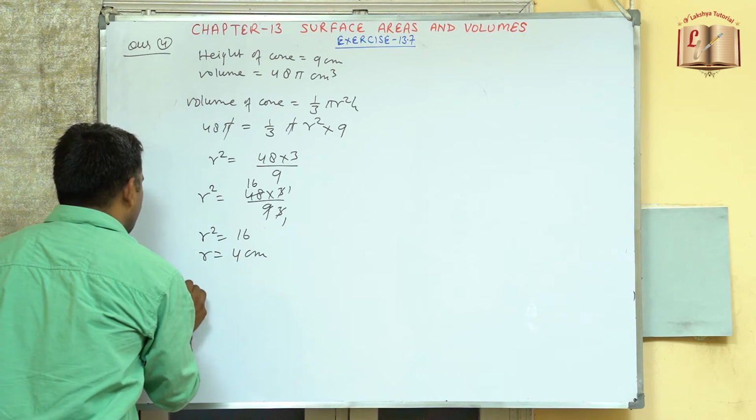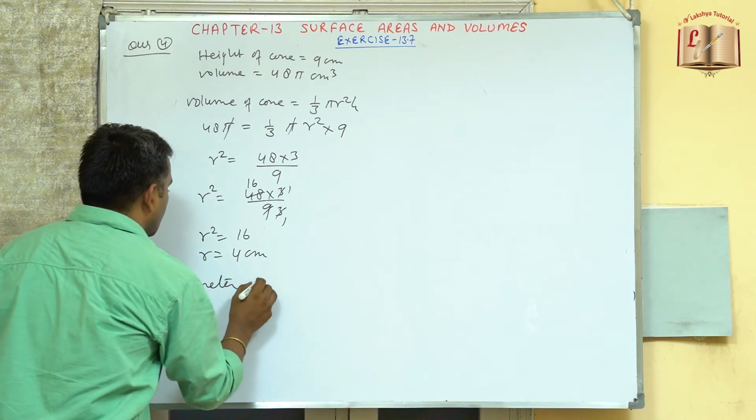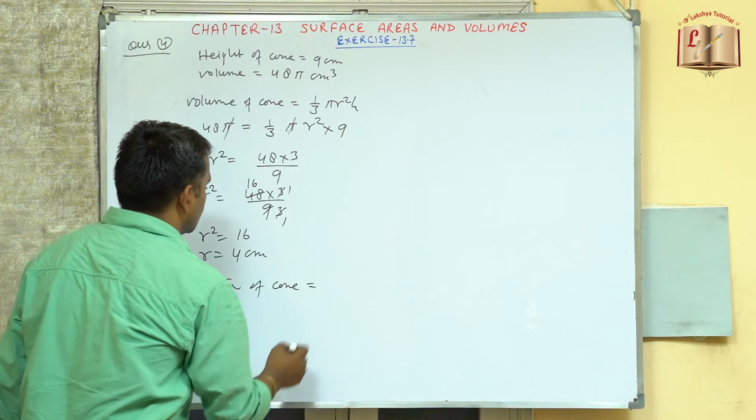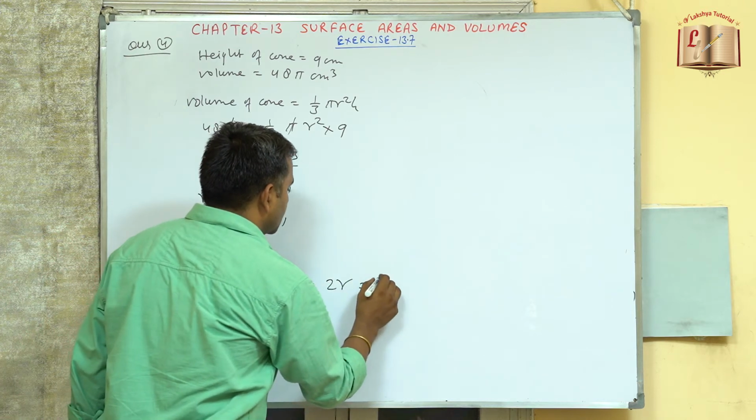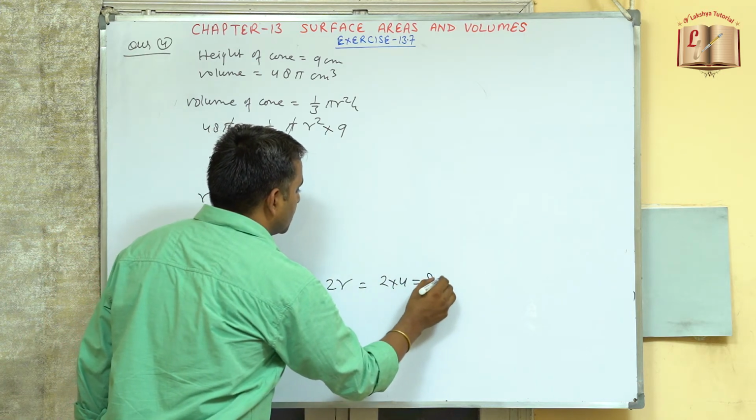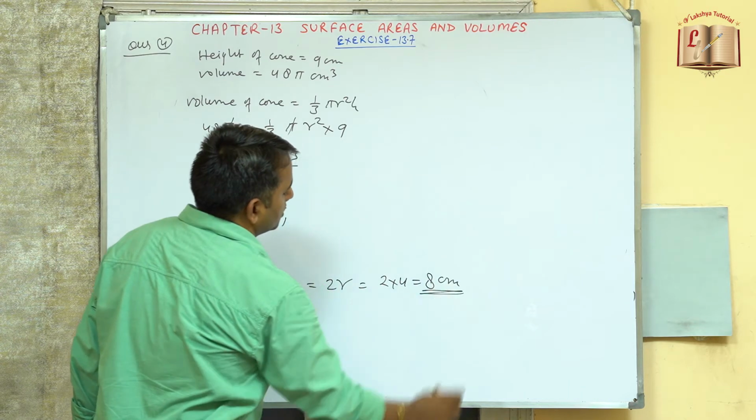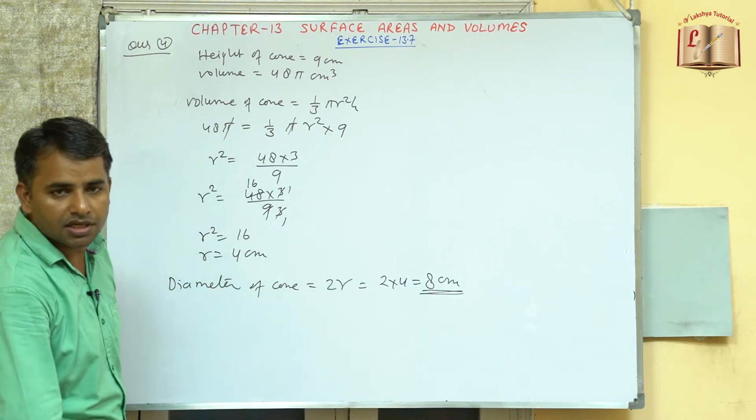So the diameter of the cone is equal to 2 times r. So this is 2 into 4. So this is 8 centimeter. So we got the diameter as 8 centimeter.